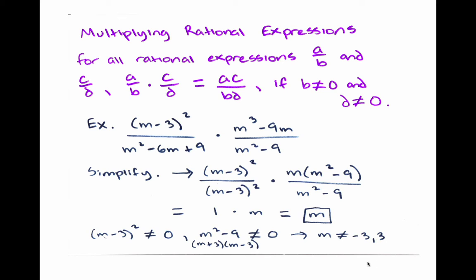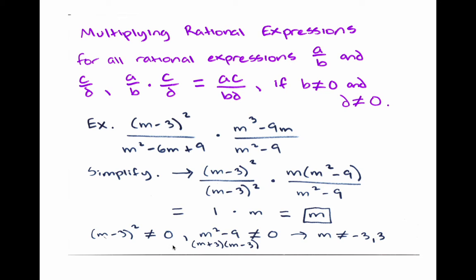So now we need to look for restrictions on our denominators. So basically, we need to set the denominators equal to 0 to see what values of m cannot exist. So I'm going to set m minus 3 squared equal to 0 because that is the factored form of m squared minus 6m plus 9. And when I do that, I get that m cannot equal 3.